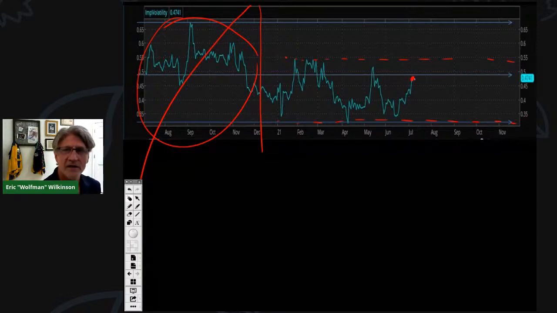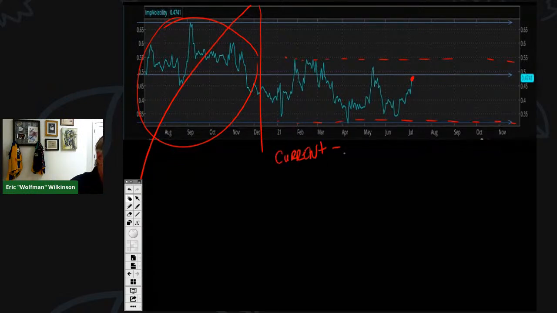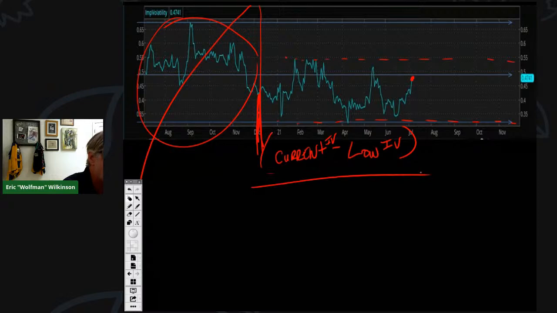And currently right there, what we do is take the current implied volatility. This is how you get implied volatility percent, which is what Thinkorswim does. They give you a script for a full year. I have the script for 6 months, so I'm only looking 6 months back now. You take the current minus the low, and you take that and divide it by the high implied volatility minus the low.